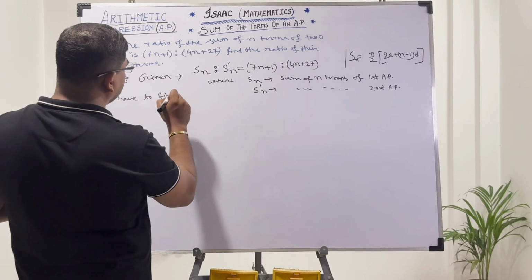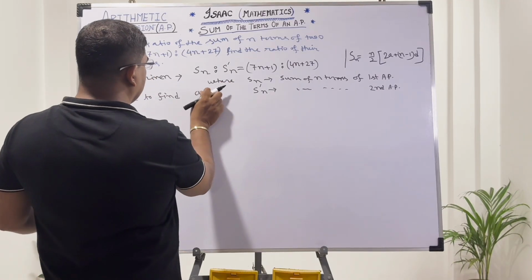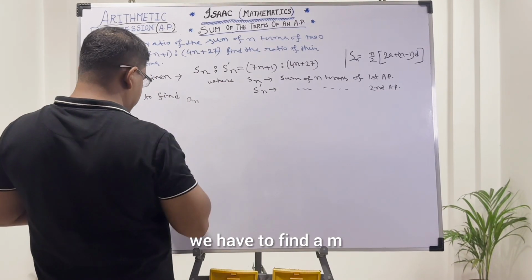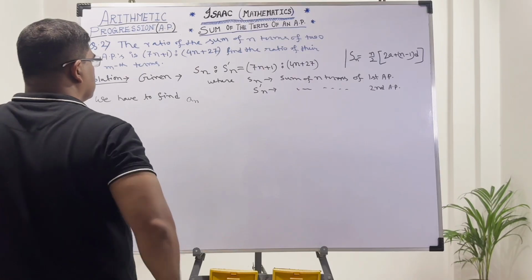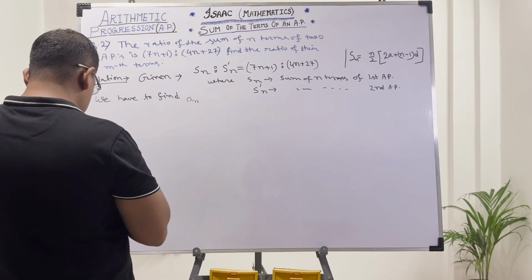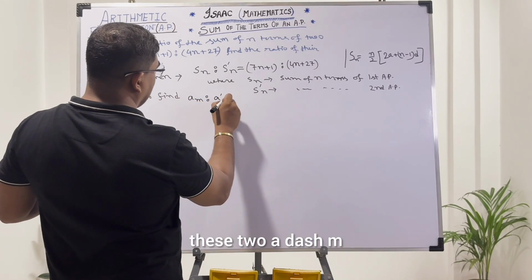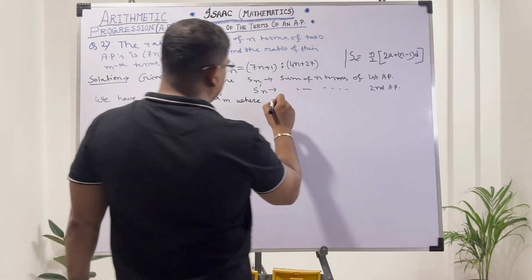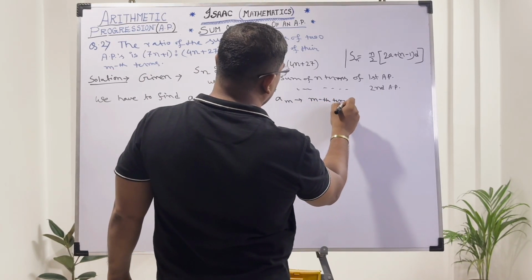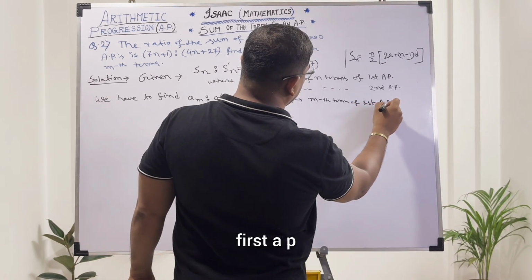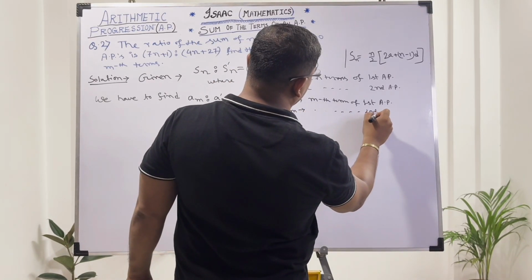We have to find Am is to A dash m, where Am represents mth term of first AP, and A dash m represents mth term of second AP.